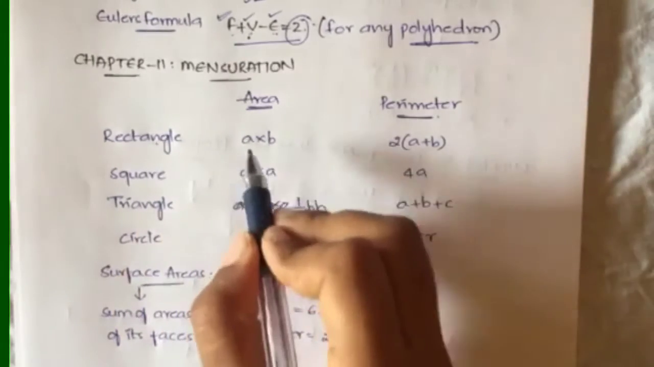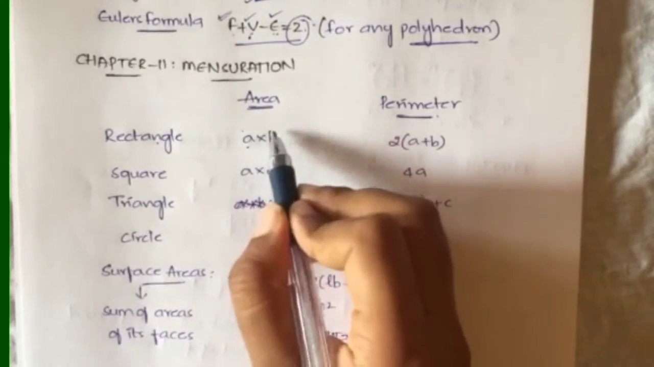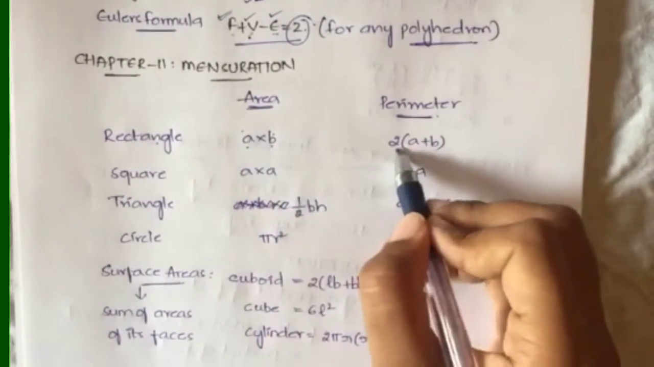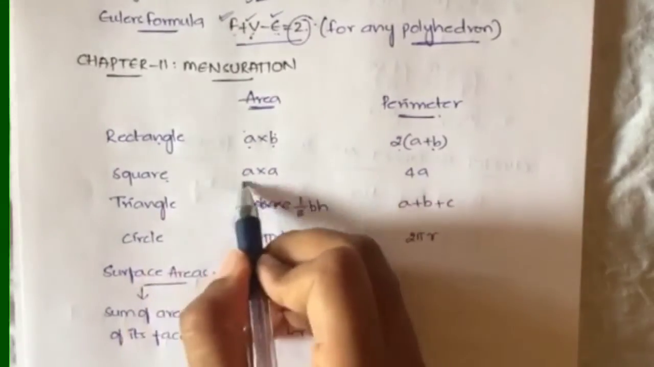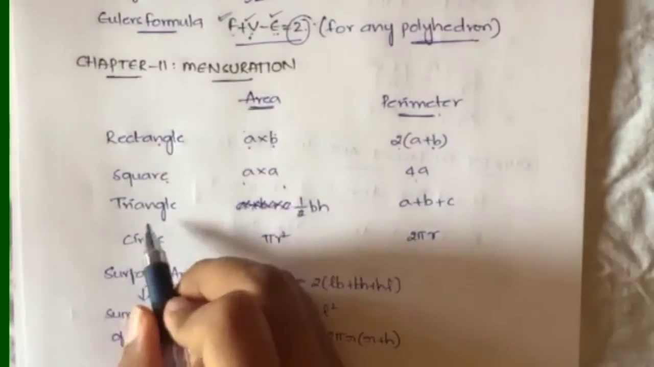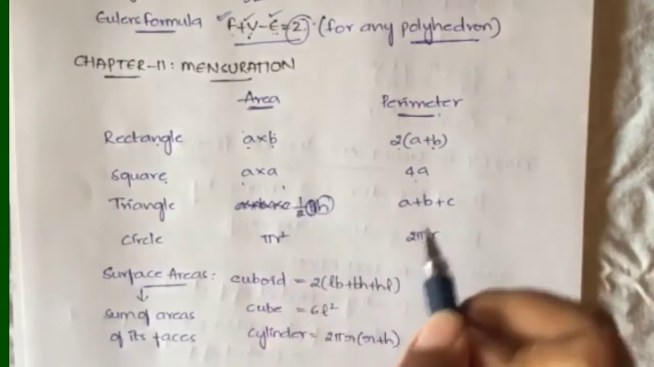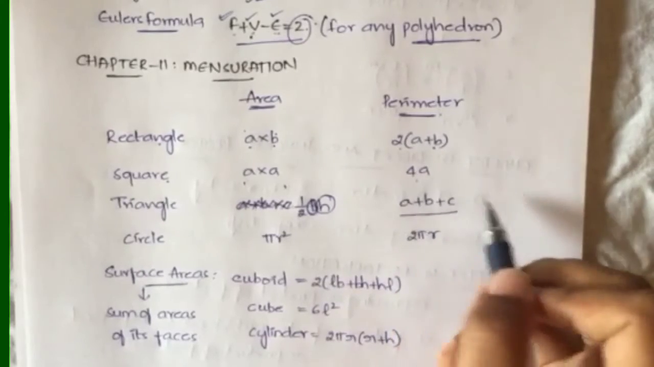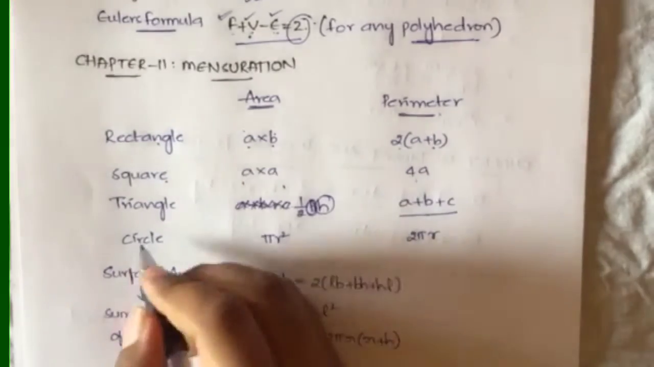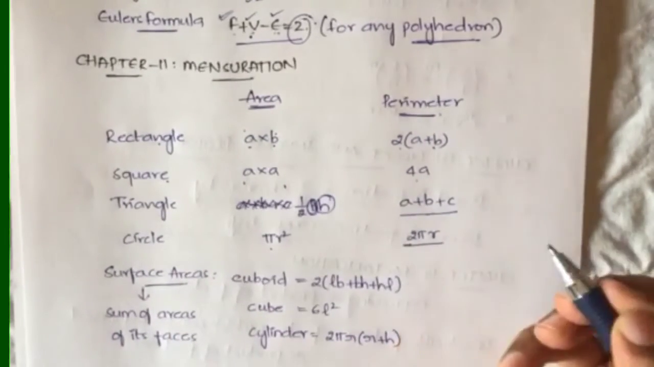So rectangle, area of rectangle is A into B, where A is length and B is breadth. Perimeter is 2 into (A plus B). Square, A into A. Perimeter is 4A. Triangle, half B H, where B is the base and H is the height. And perimeter is nothing but you have to add all the sides. For circle it is pi r square and the perimeter is 2 pi r.